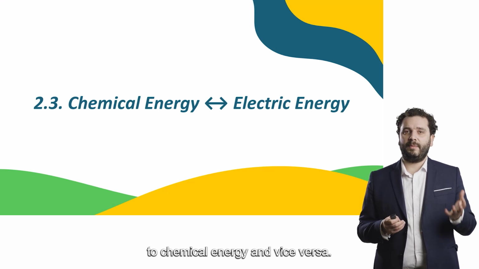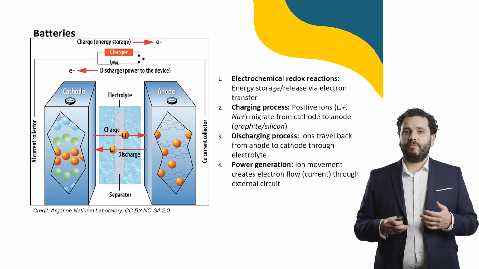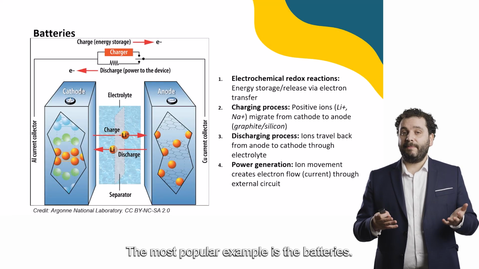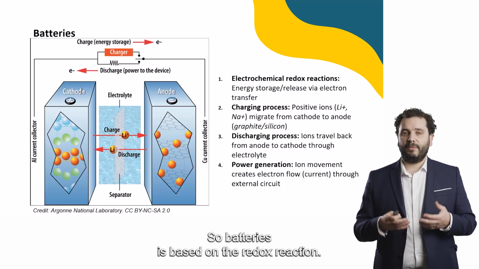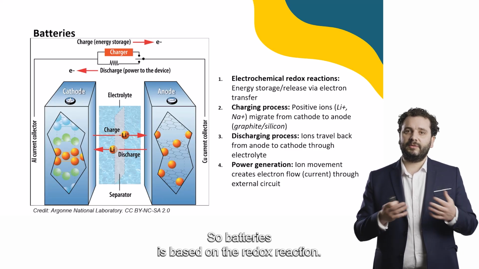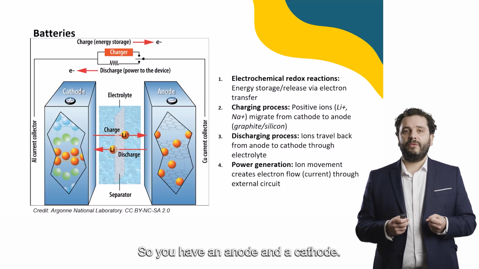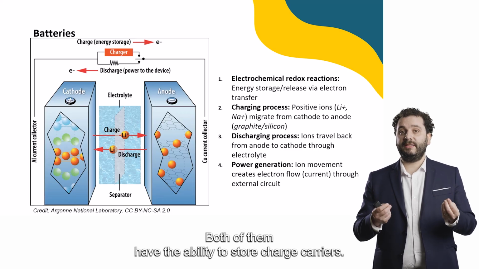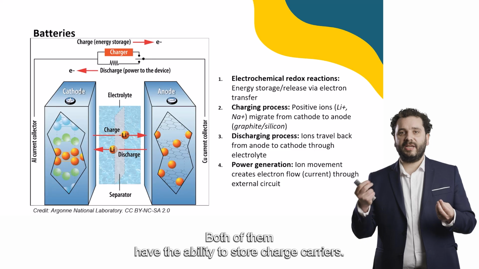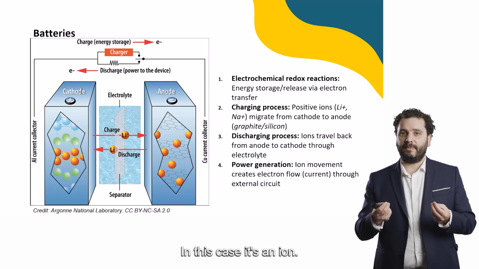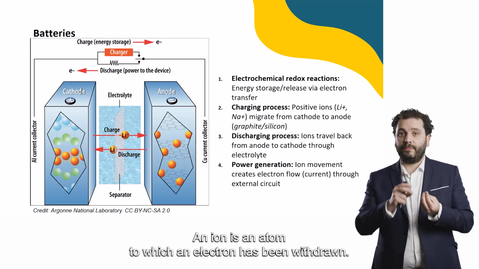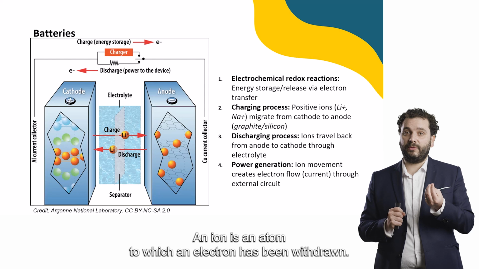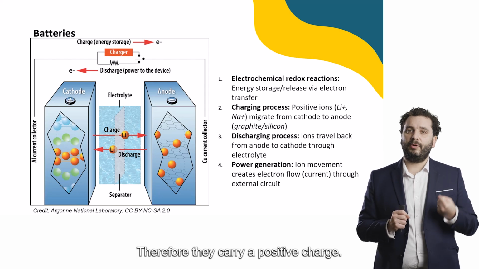Now, if we speak about storing energy, electricity, it is absolutely crucial to understand the transfer from electric energy to chemical energy and vice versa. The most popular example is batteries. Batteries are based on a redox reaction. So you have an anode and a cathode. Both of them have the ability to store charge carriers. In this case, it's an ion. An ion is an atom from which an electron has been withdrawn. Therefore, it carries a positive charge.